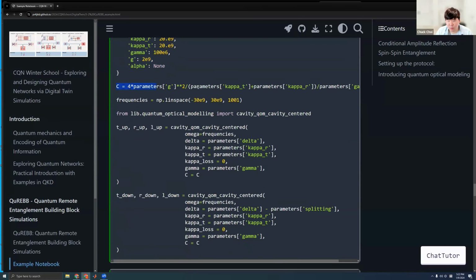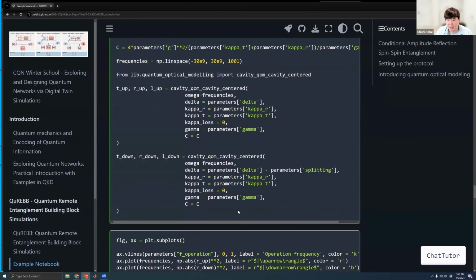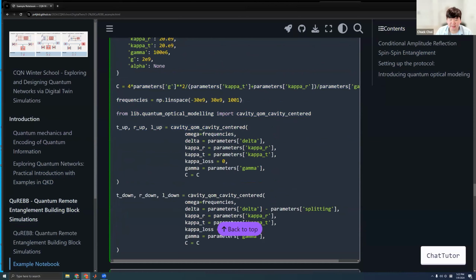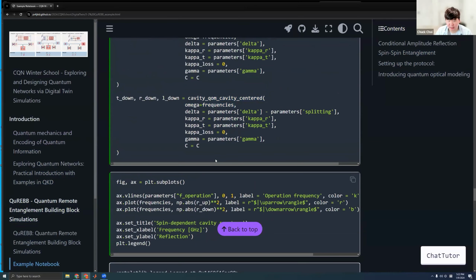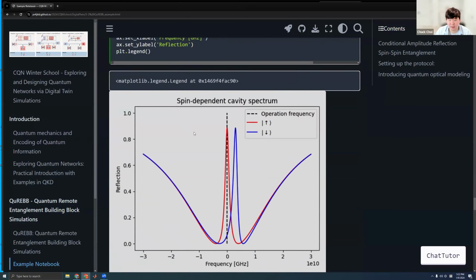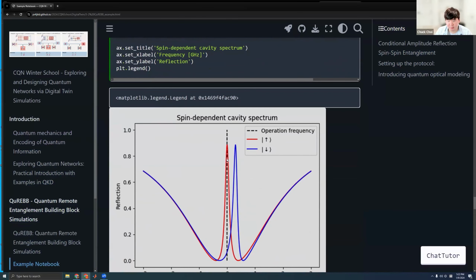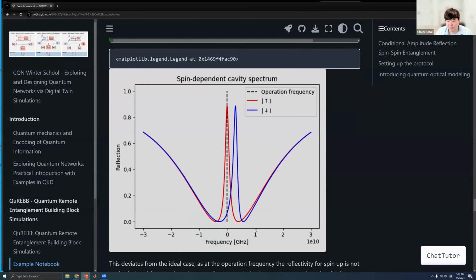And then it will automatically calculate all the cooperativity or reflection coefficient. We did extensive work on what the operation is and what is giving the value. Then it's giving, for example, this plot. Here, this is a spin-dependent cavity spectrum. If spin is up, by shining the photon into the cavity, we will have this reflection coefficient. If spin is down, then we will have this reflection coefficient across the frequencies.